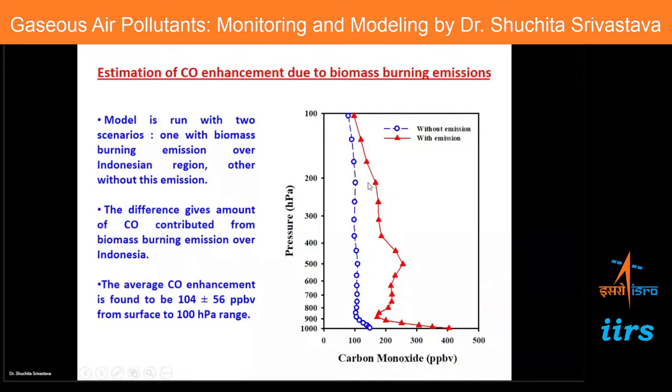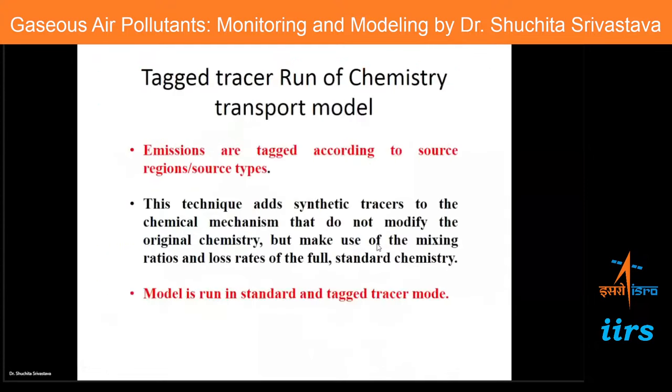So here you can see how much pollution is added at different pressure levels. This information we can extract using the model only. This information we cannot get using satellite data. Satellite data will only show the enhanced value. It will not give information about the values added in the atmosphere because of a particular pollution episode.